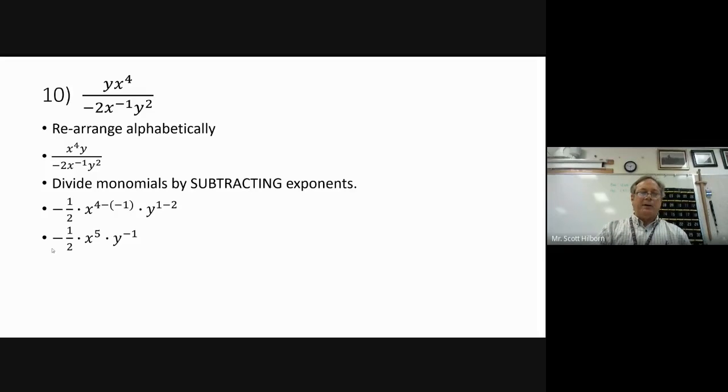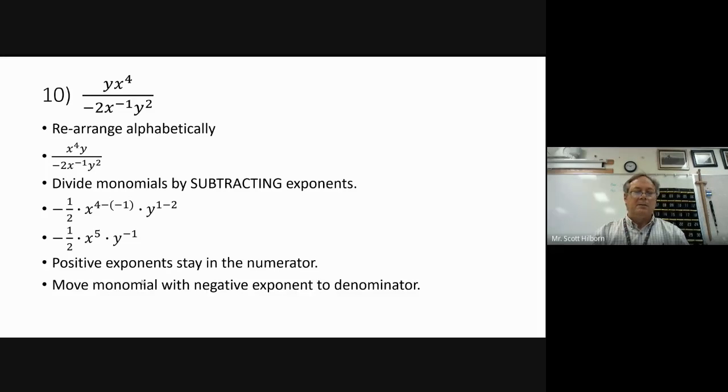So taking it one more step, we have -1/2 times 4 minus the -1 turned out to be the number 5. 1 minus 2 is -1. And you're probably remembering now that we'll move that down into the denominator. And positive exponents stay in the numerator. So this x to the 5 will stay up in the numerator. Y to the negative 1 will come and join that 2 that's in the denominator.